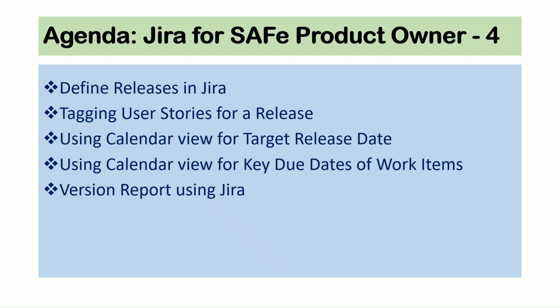We will also understand how we can include different work items as part of that release. Also, how we can use the calendar view, one of the features in Jira, in order to track different releases which are planned, maybe in a quarter, maybe in a 6 months duration, maybe in a year, and how we can also use calendar view to track some key due dates of work items. And finally, we will touch base on the version report using Jira. So this is going to be our agenda for this fourth video. So let us start.